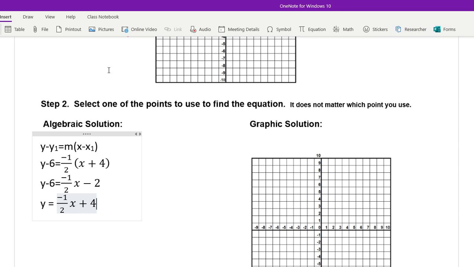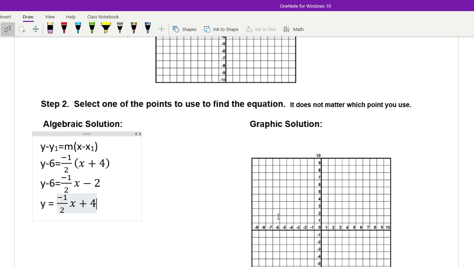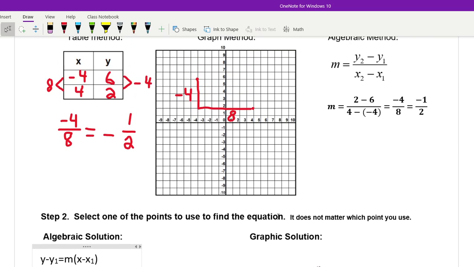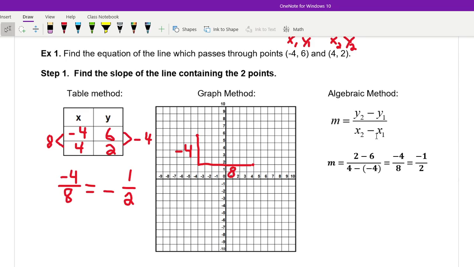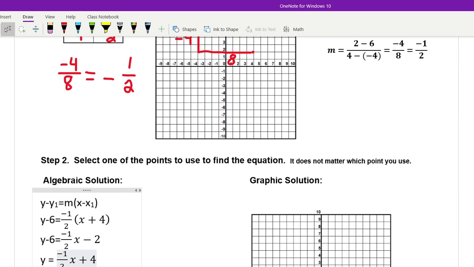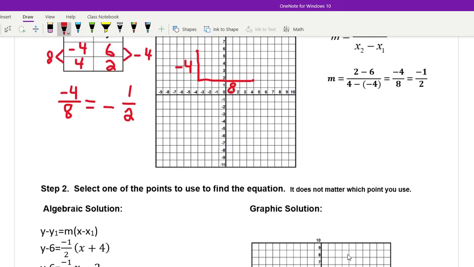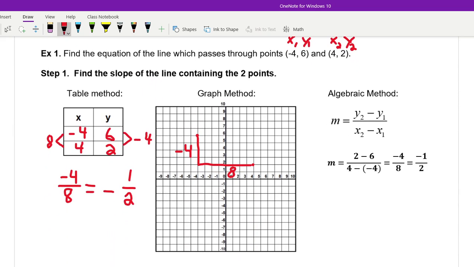For our graphic solution, we can simply take our equation, our 2 points, draw them down like we did in the graphic method. Oops, let's actually get the draw tool out. We can choose either point. So I'm just going to label both of them to show how they go together.